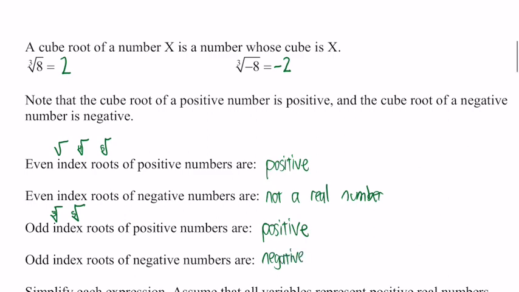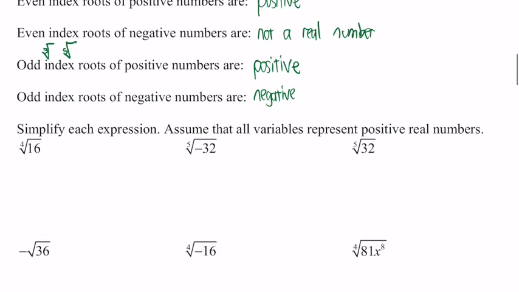Keeping these things in mind, if we look at an expression like the fourth root of 16, we're thinking what number, when we multiply 4 of the same number together, would result in 16. 2 times 2 times 2 times 2 is 16, so the fourth root of 16 is 2.